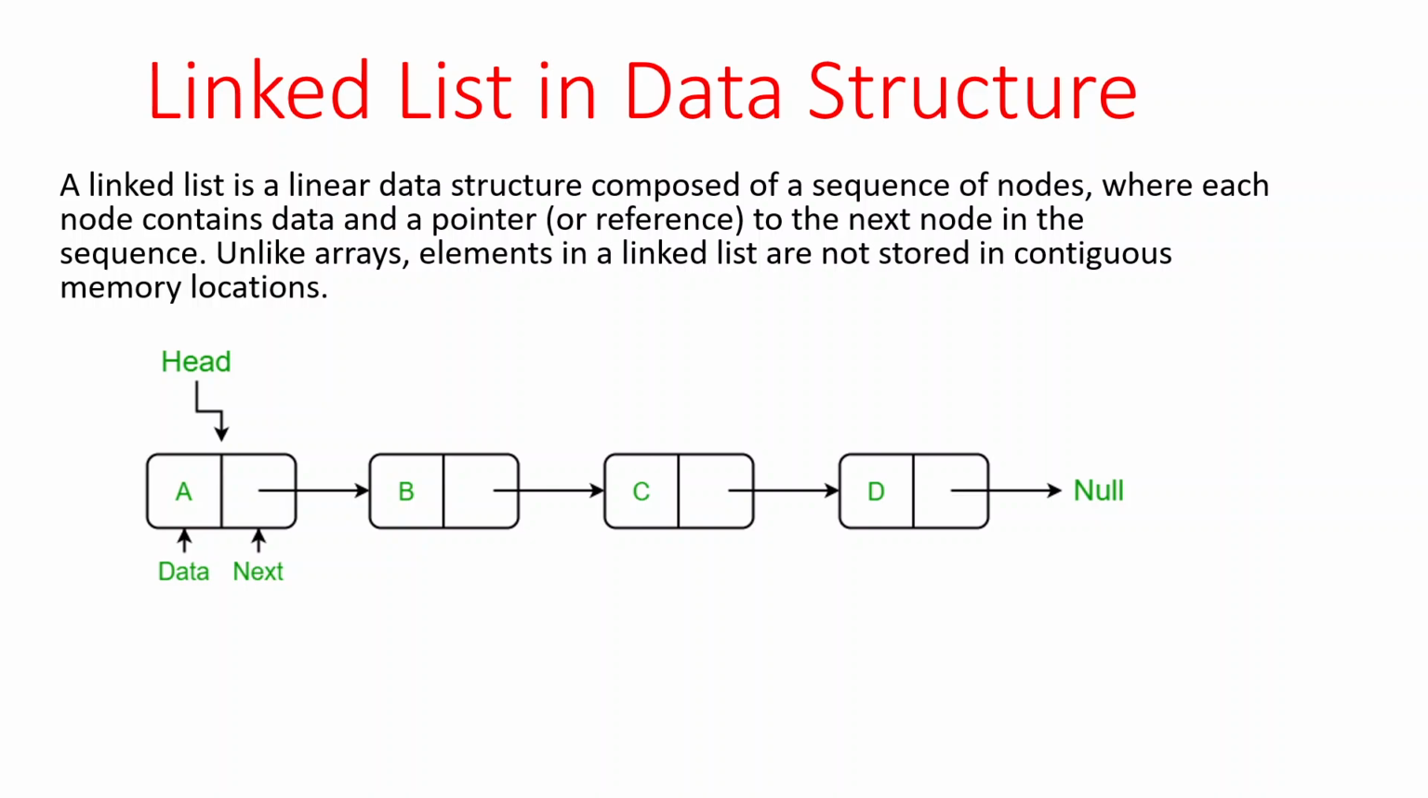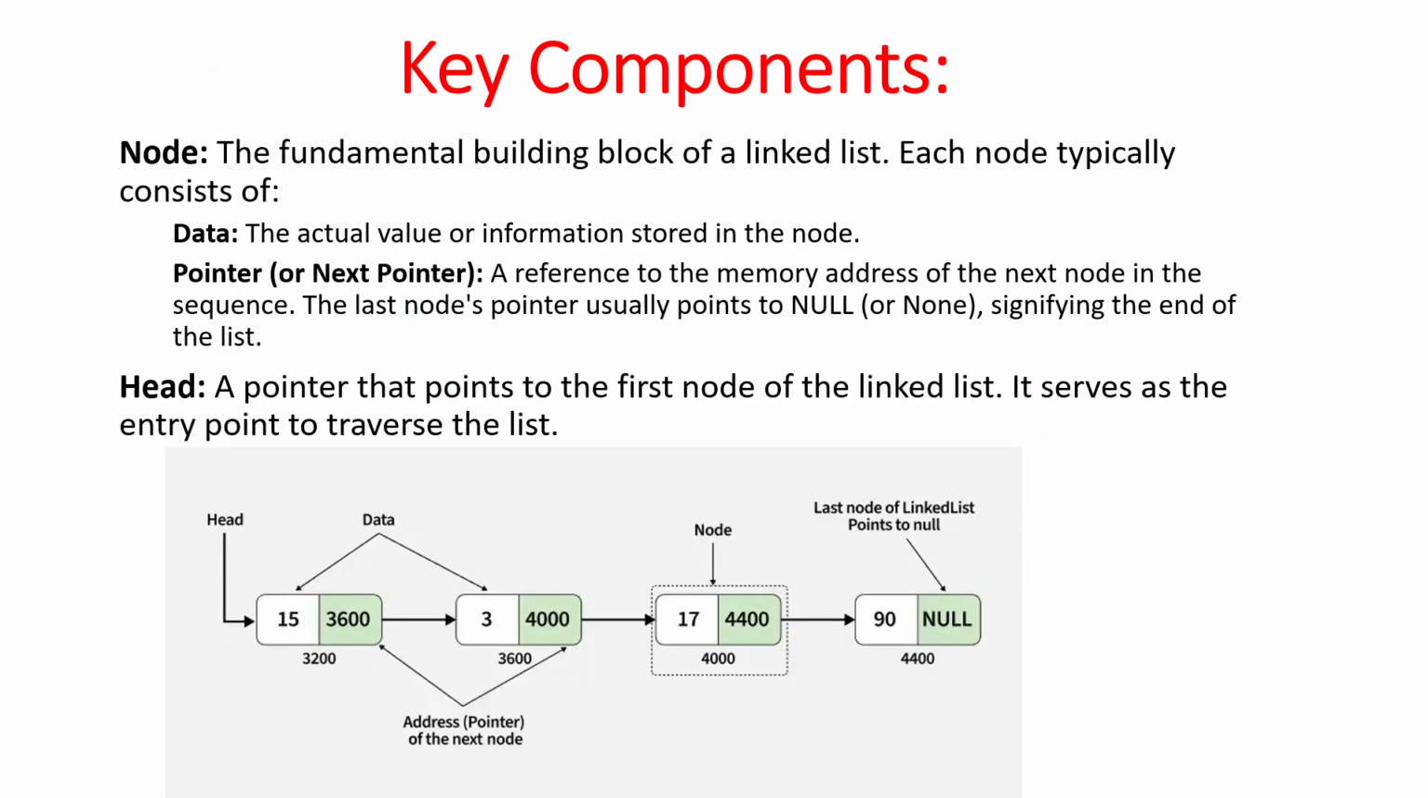The first node is called the head. The first part of the node contains the data, and the next part contains the pointer which points to the next node. As you can see here, A is the head node and it points to node B. A contains the address of the next node, which is B, and B points to the third node, which is C, and C points to the fourth node, which is D, and the last node contains null, which marks the end of the list.